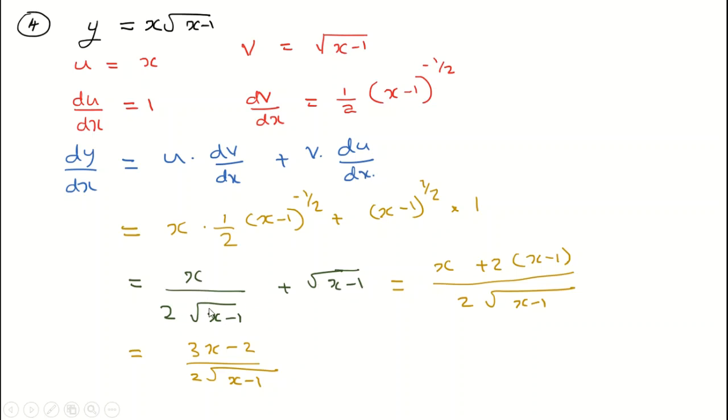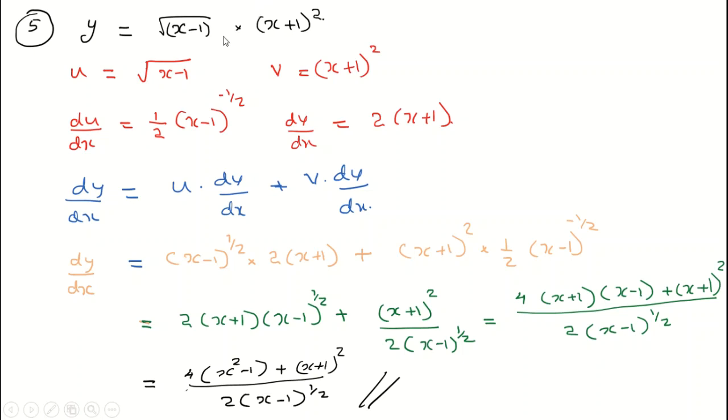Then you take the common denominator here. Then when you multiply these two together, the square root will vanish. So x plus 2 into x minus 1. So when you simplify it, 3x minus 2 over 2 root of x minus 1.